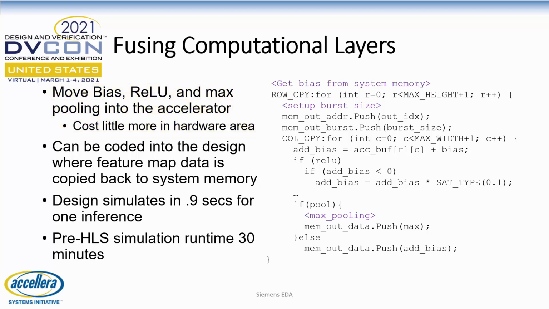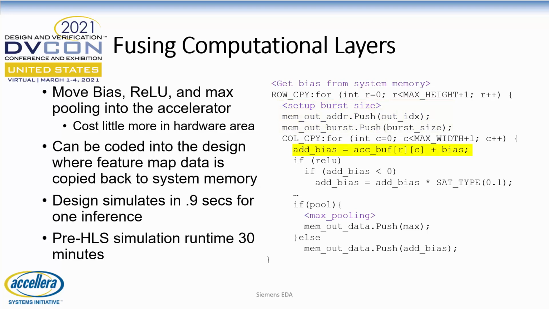Adding these functions into the accelerator can be coded into the design where the feature map data is copied back to system memory. The code example on the right shows that we first get the bias from system memory for our generic bus interface. Then within the row copy loop, we set up the burst size for the current output feature map and push the output address and burst size to the generic memory output interface.